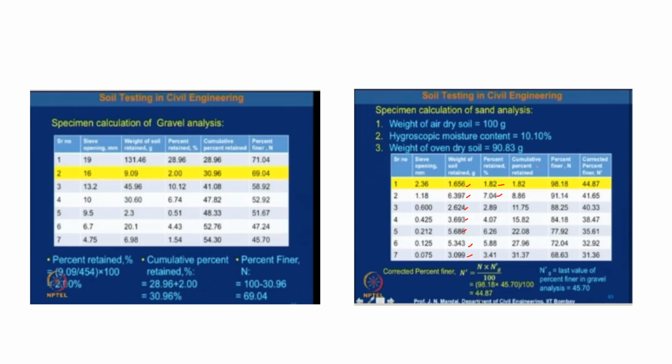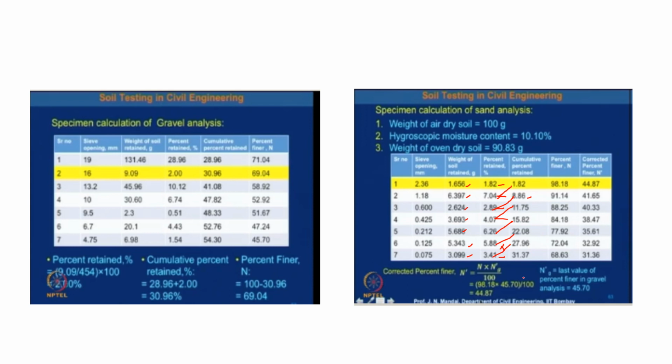Then you find the cumulative percentage. Cumulative means you have to add. The first value is 1.82. Now 7.04 plus 1.82 gives 8.86. You keep adding and put the values horizontally, so you have the cumulative percentage. Now you find the percentage finer, which is 100 minus 1.82, 100 minus 8.86, 100 minus 11, and so on.